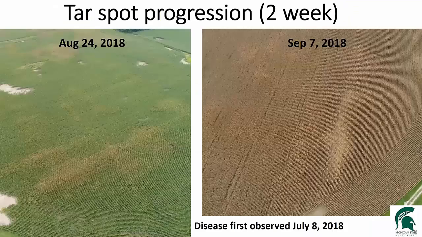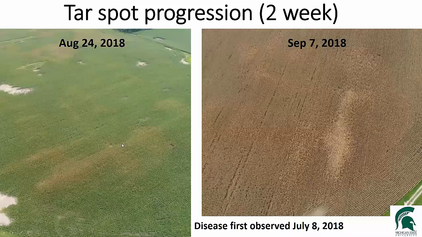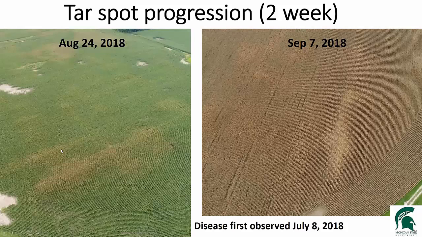Here's a couple of photos showing you again, by August 24th, visible from the air as well, by drone. That's something to keep in mind in terms of scouting. You might want to think about using a drone to get up there mid-August to see where your fields are at, because I know corn is difficult to get through. The very heavily infected areas ended up lodging as well. That's what I'm trying to show there on the right-hand side.